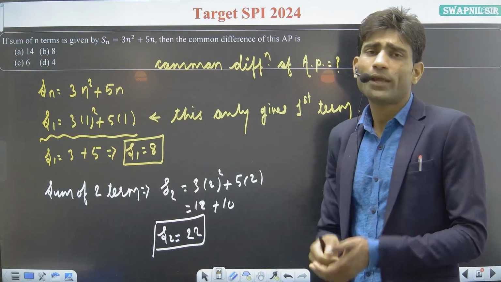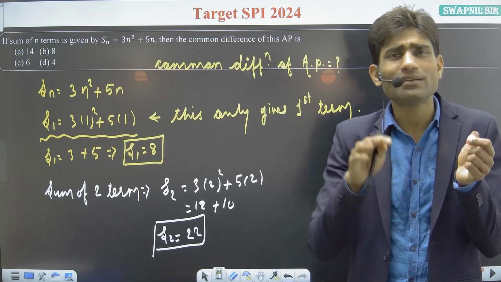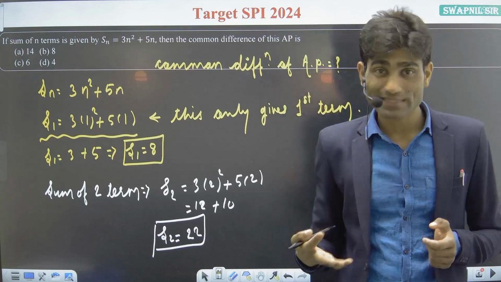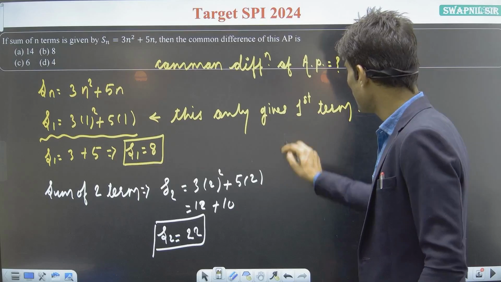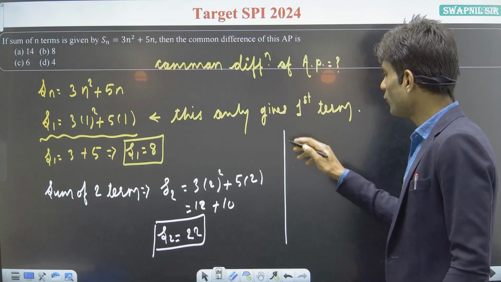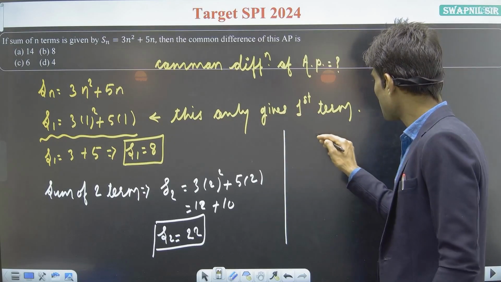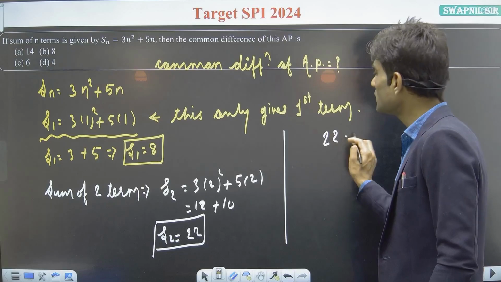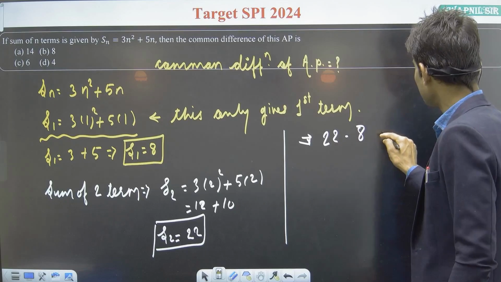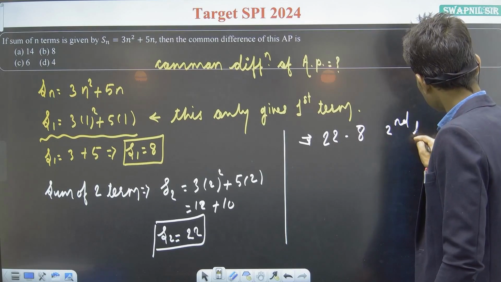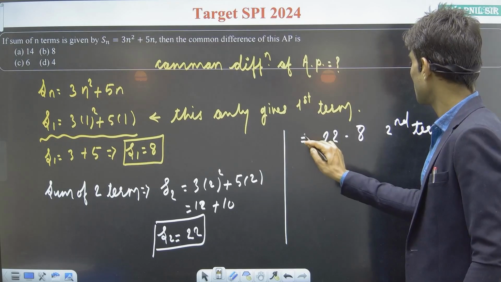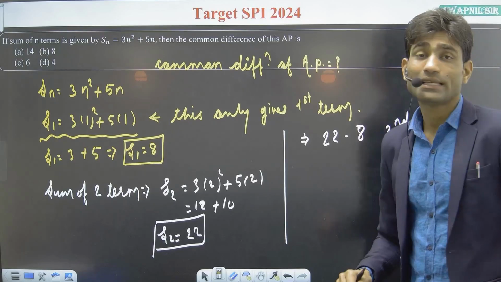Now when we subtract the first term from the sum of two terms, then you will obviously get the second term. That means if you want the second term using the first term, we go for the sum of two terms minus the first term. That means 22 minus the first term, which is 8 here. This one is the second term.